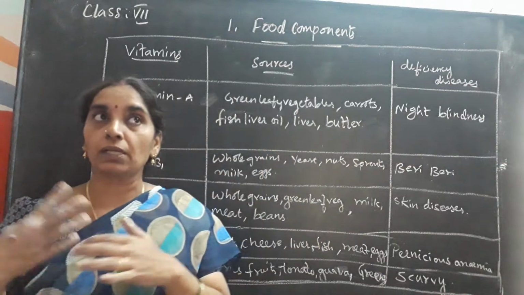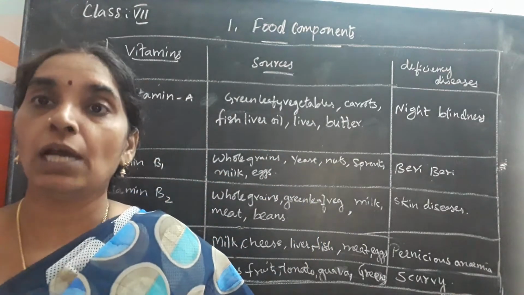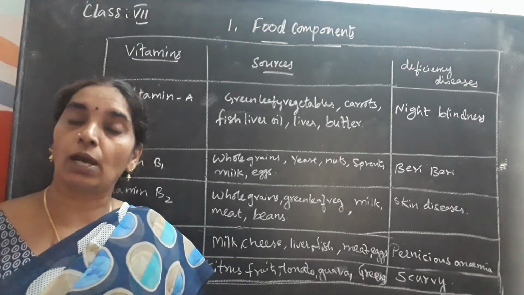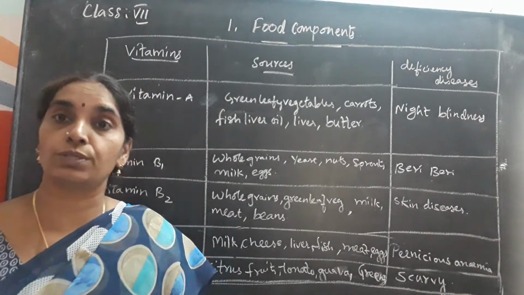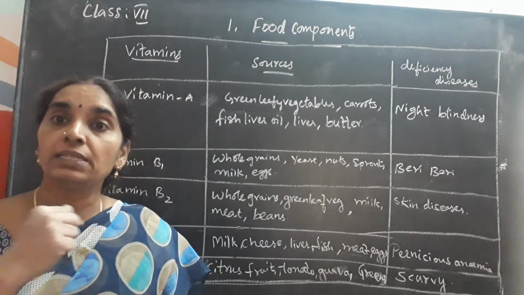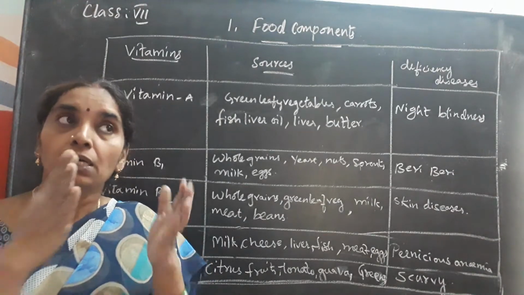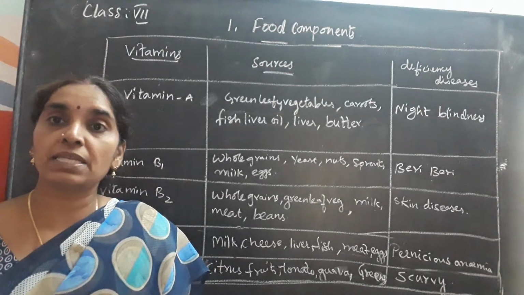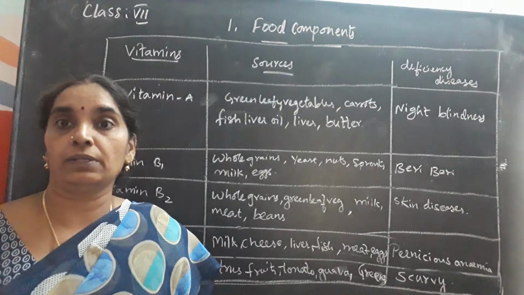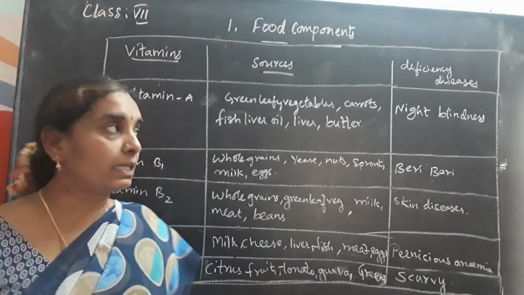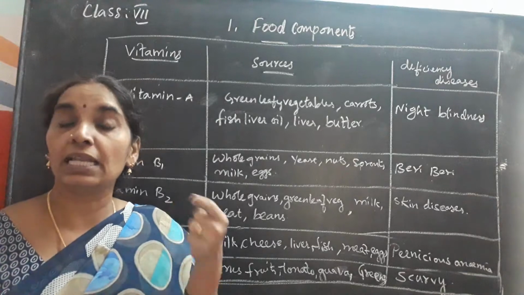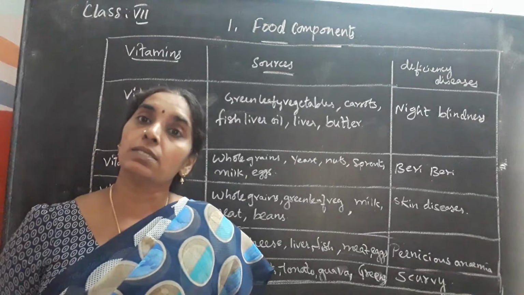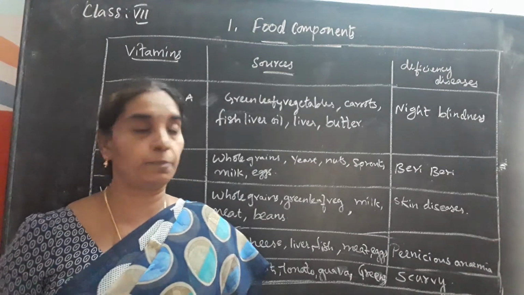So what are the symptoms of night blindness? Night blindness means the person has poor vision, or sometimes may lead to the loss of vision also. He cannot see things properly when sunlight decreases during the evening times. That means it leads to incomplete vision, or sometimes poor vision, or sometimes lack of vision also takes place.